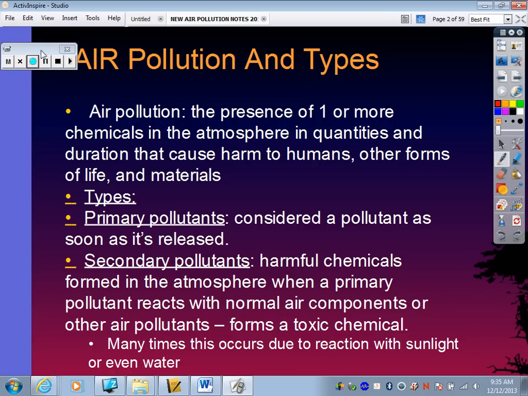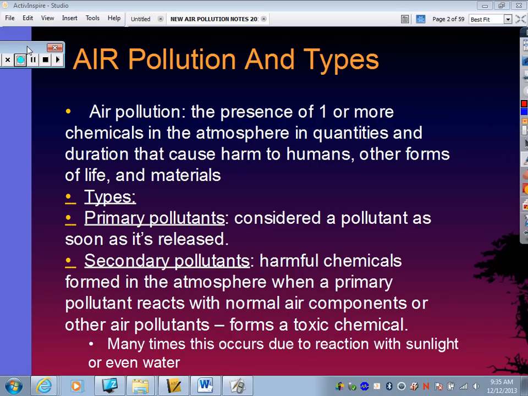First we'll start with the different types of air pollutants. And originally, it also defines what air pollution is. It says it's just the presence of one or more chemicals in the atmosphere. It can cause harm to humans, other life forms, and materials as well. We'll learn that some things can oxidize materials and harm plants. So it's not just humans. It could be man-made materials and even other life forms.